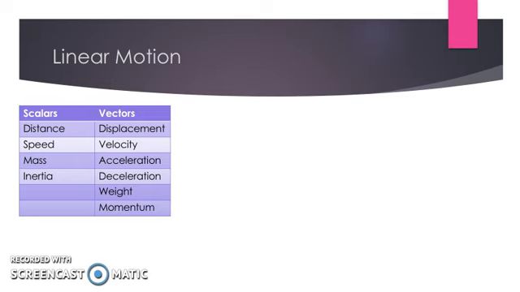Scalars are values that have magnitude, so how big, far or fast, but they have no direction, whereas vectors are values that have magnitude and direction, such as how fast something is going and the direction it's going in.